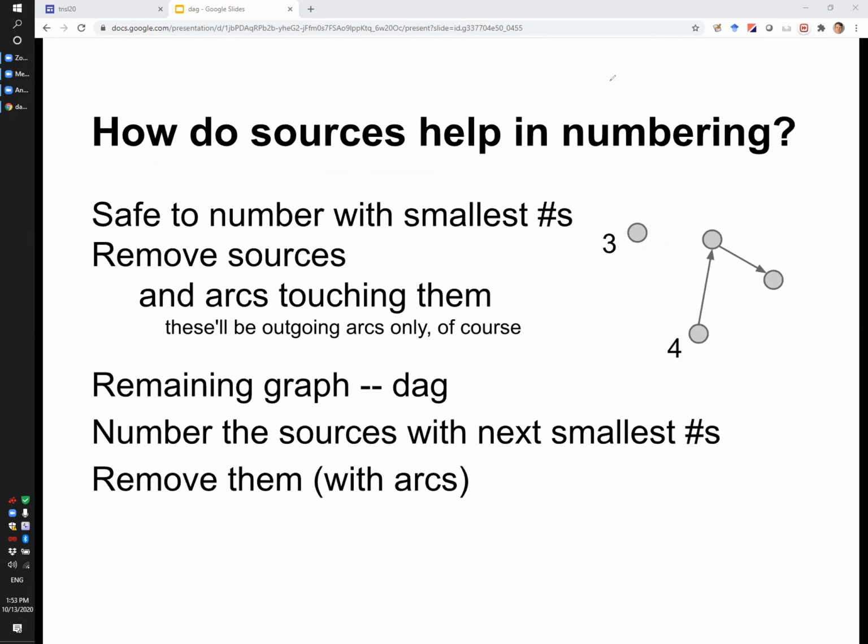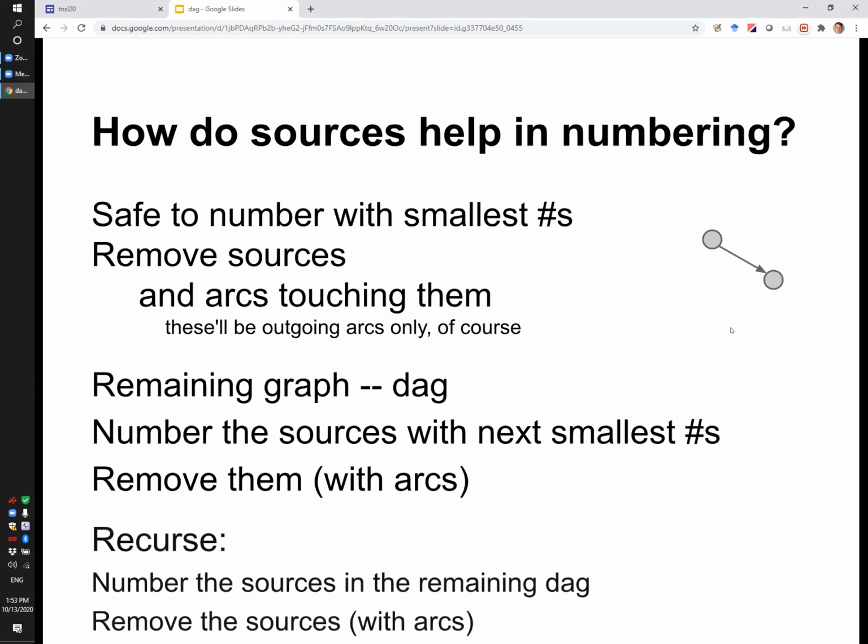I don't know if I have put too much drawing, but anyway, the algorithm is right here. So you look at the directed acyclic graph that you have at any iteration of this algorithm, identify the sources, use the smallest available numbers to number these sources, and remove the sources together with the arcs that emanate from them. And of course for sources, you only have the arcs that emanate from them. There is no arc that comes into a source by the definition of a source.